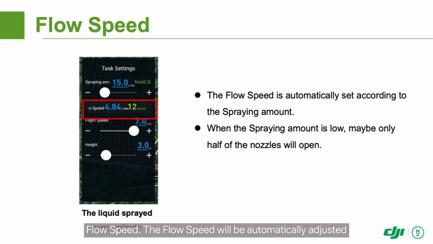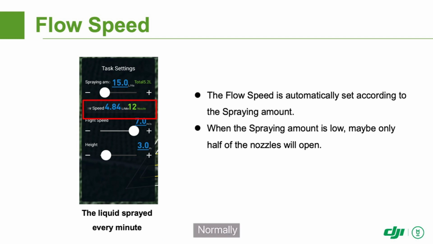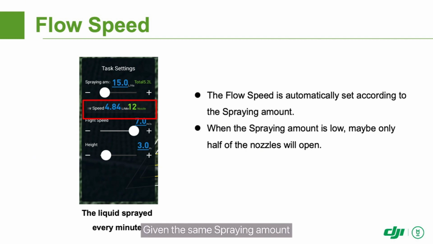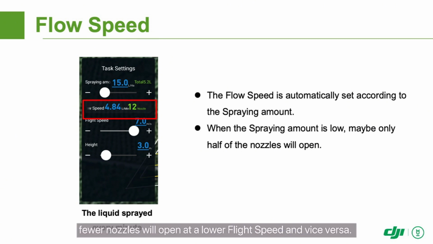Flow speed. The flow speed will be automatically adjusted based on the set flight speed after the spraying amount is set. Normally, the higher the flight speed, the higher the flow speed, and vice versa. The number of open nozzles is determined based on the flow speed. Given the same spraying amount, fewer nozzles will open at a lower flight speed and vice versa. The T20 supports 4 nozzle and 8 nozzle modes. The T30 supports 12 nozzle and 6 nozzle modes. And the T10 supports 4 nozzle and 2 nozzle modes.